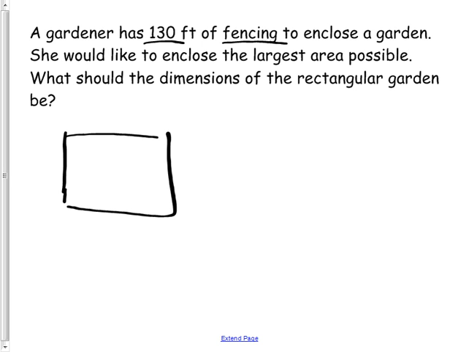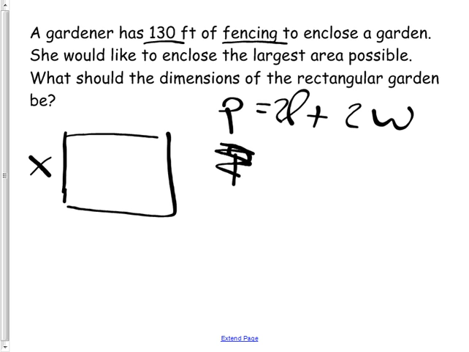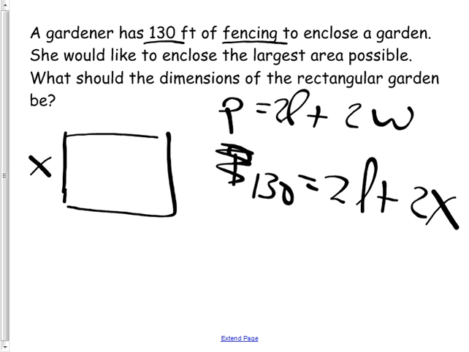Well, you pick one of them to be x, because we don't know what both of them are. And the other one, we have to use the 130 and the x somehow. Here's how I would reason it through. If perimeter is 2 lengths and 2 widths, and I've decided in this problem that the perimeter is 130, then that's equal to 2 lengths, which I don't know, plus 2 x's. The only thing I really don't know is the length. And now I can just solve that little equation for L.